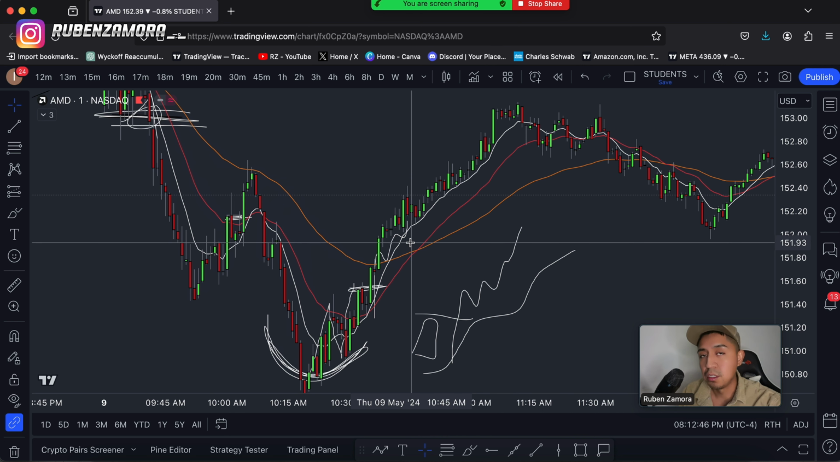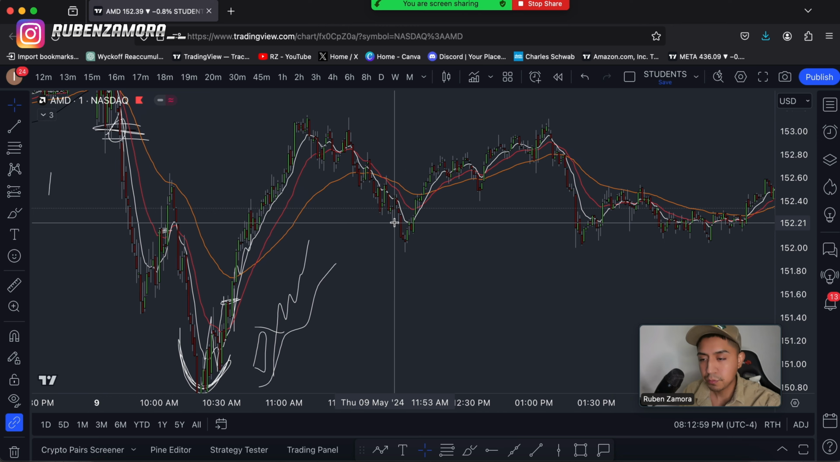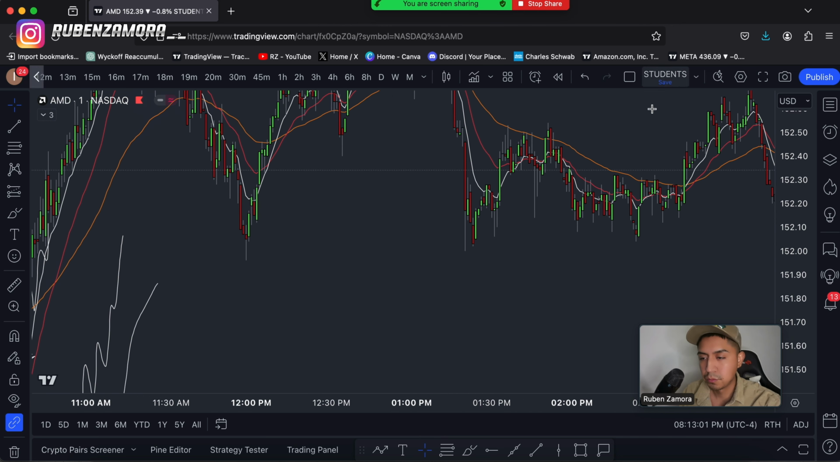So this right here is just us understanding how we can look for trend reversals by using these EMAs, which is the 9, the 21, and the 55. So let's look for another example for the downside. So let's just say, for example, right here.